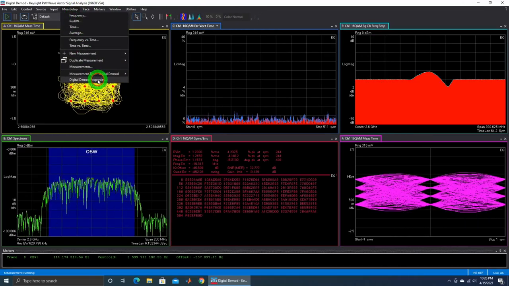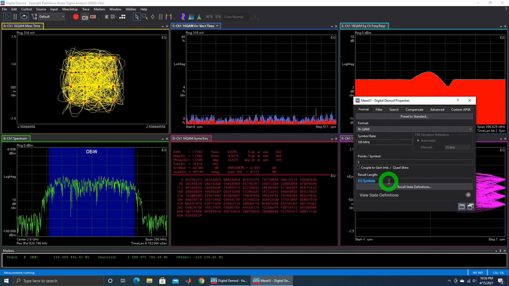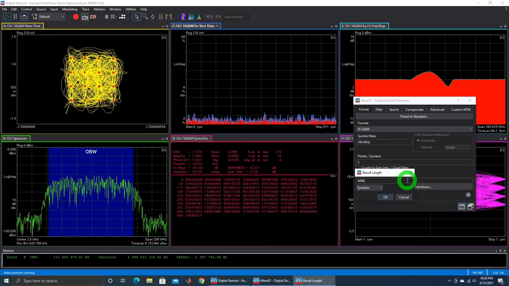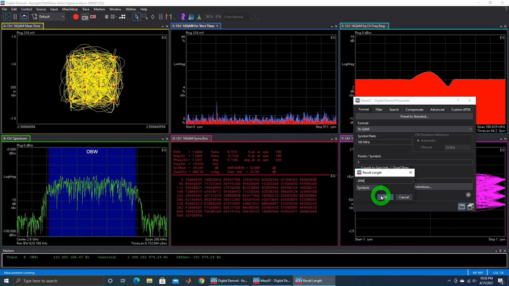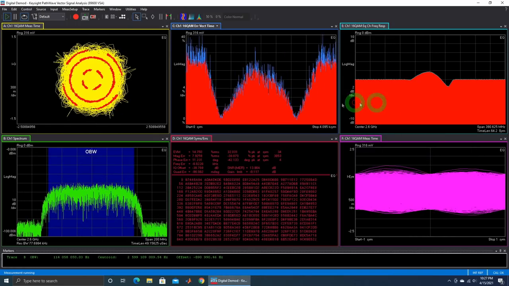But here's the actual problem and the puzzle that I'm trying to see if we can figure out. If I go over here, instead of looking at 512 symbols, I look at the longer record length, let's say 4096, which is quite a bit more. There it is. And okay, click OK. Now we can see that it is really very different.